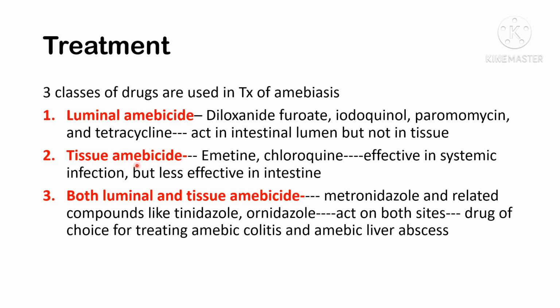Next class is tissue amoebicides. Here the drugs given are emetine, chloroquine, etc. These are effective in systemic infection but less effective in the intestine. The third class is both luminal and tissue amoebicide drugs. Here the drugs given are metronidazole and related compounds like tinidazole, ornidazole, etc. They act on both sides, that is both the tissue and luminal sides. So they are the drugs of choice for treating amoebic colitis and amoebic liver abscess.